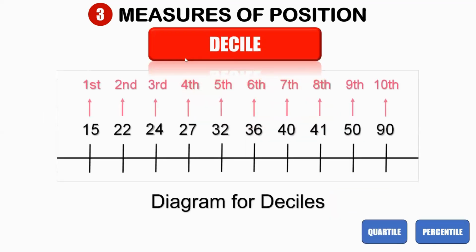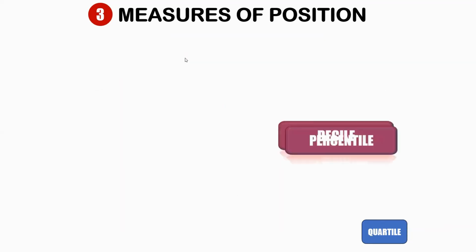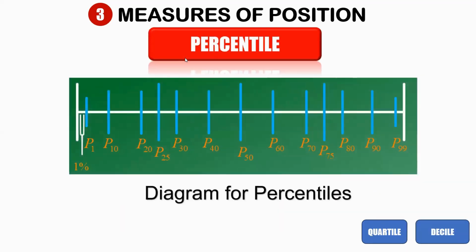In terms of decile, we divide our dataset into 10 equal parts, so each is 10% of our data. That is why we have the first decile, the second decile, the third, the fourth decile, and so on. In terms of percentile, we divide our dataset into 100 equal parts, so each is 1% of our data.